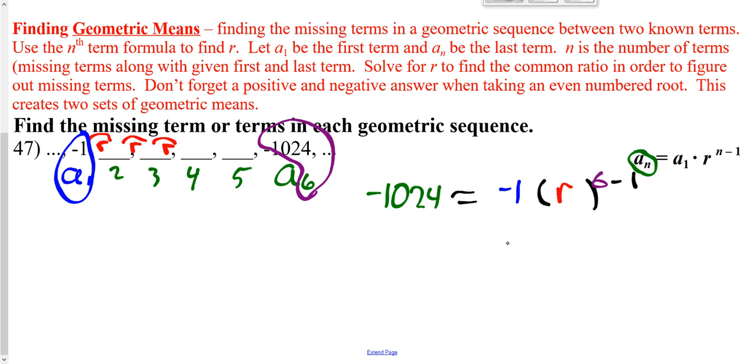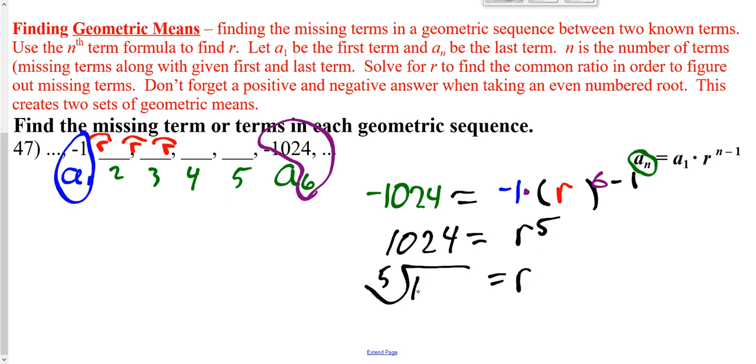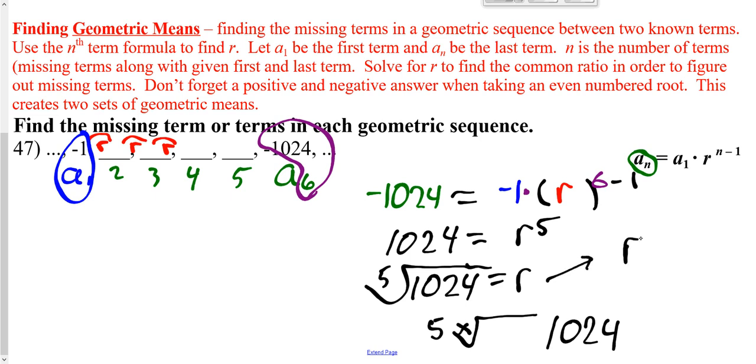So to be able to solve this, I need to get rid of the times negative 1. I'm going to divide both sides by negative 1, so I get 1024 is equal to r to the power. I'm going to simplify my exponent. 6 minus 1 we know is 5. So now to get r, I need to take the fifth root of 1024. If you're doing this on your calculator, you'd want to go 5, then hit your x root button, and then type in 1024 in your root. And when you do that, you end up getting r to be 4.